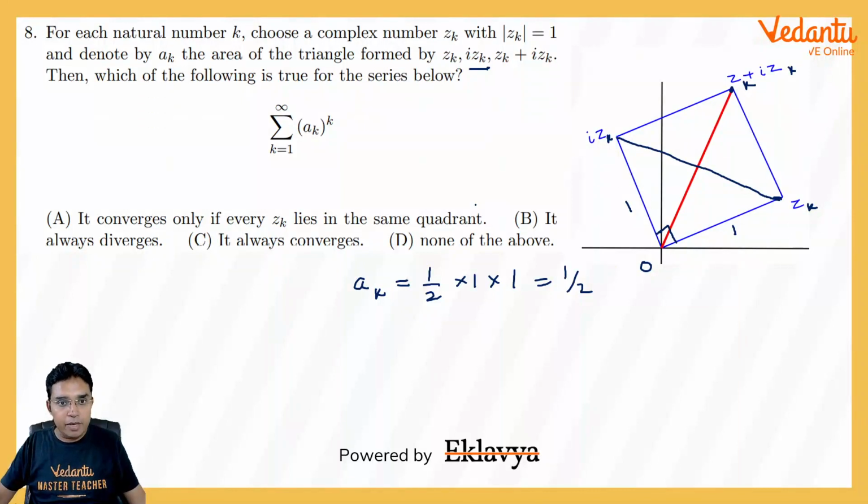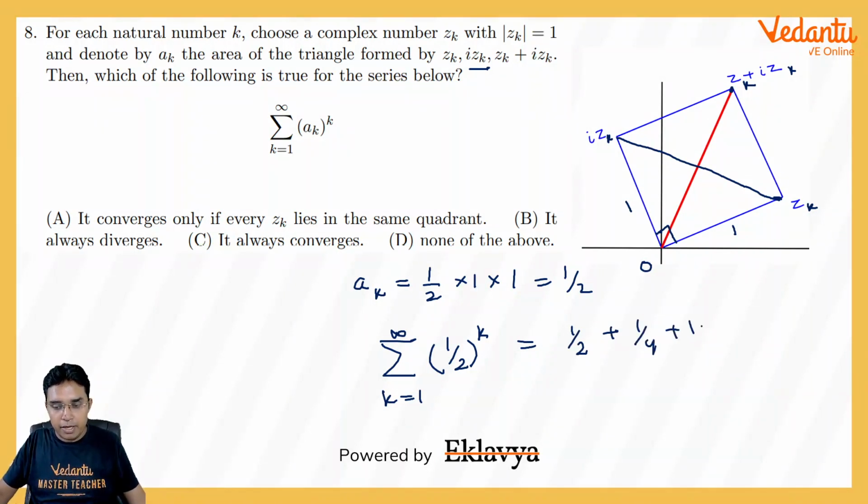So ak will be half, and now we are looking for this summation of half raised to the power k, as k varies from 1 to infinity. This becomes a simple GP: half plus 1 by 4 plus 1 by 8 and so on. So the sum of all such GPs always converges. It is not dependent upon zk, so it always converges. Answer will be C.